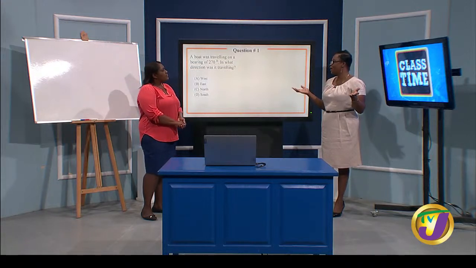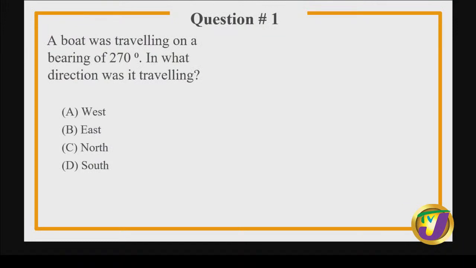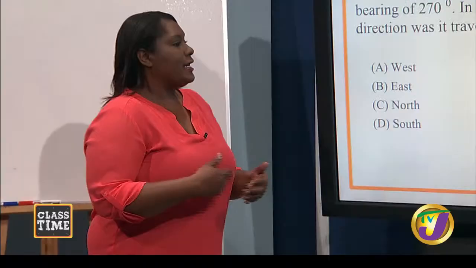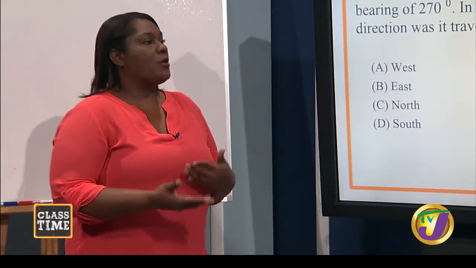So we go to our question one. A boat was traveling on a bearing of 270 degrees. And the question is, what direction was it traveling? It's a multiple choice, and looking at it, I see bearing jumping out at me. So we are trying to highlight the important information, and I also see 270 degrees. After reading the question, before even going into what a solution is, I look at the suggested solutions to see what I'm required to do.